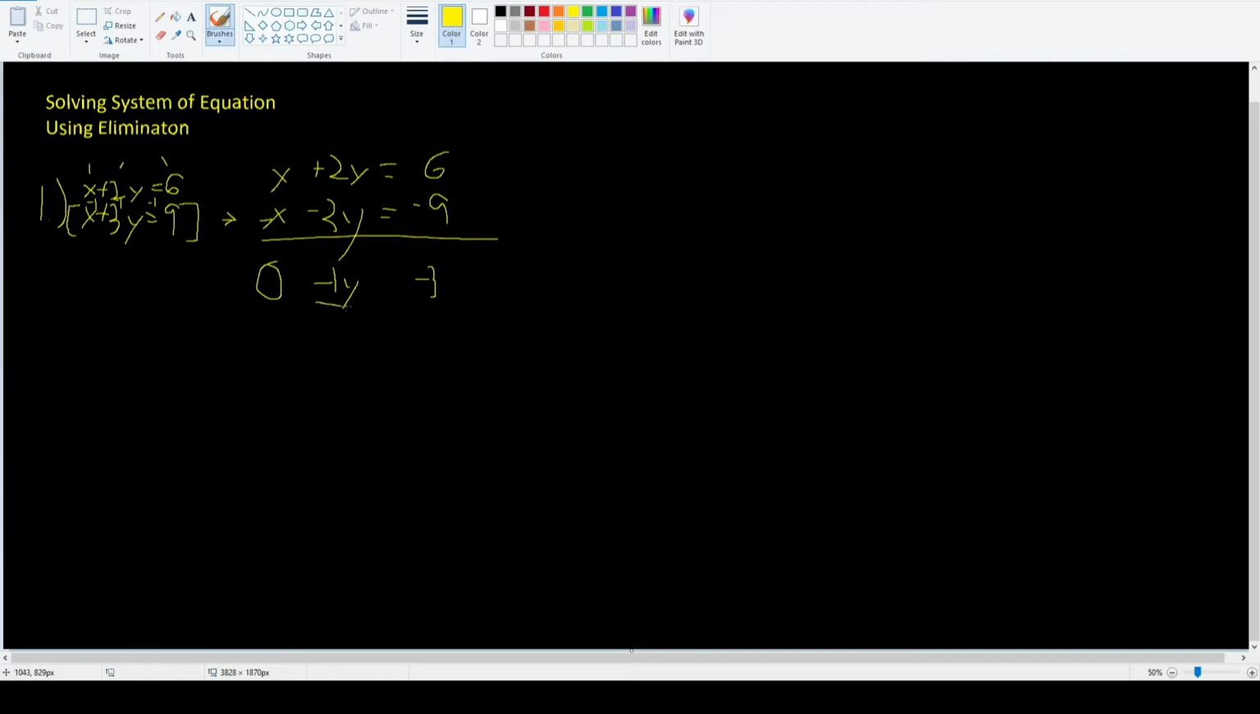What you're going to do from here is take whatever number is beside y and divide all of them by it. You just cancel y and drop down y. Negative 3 divided by negative 1 equals positive 3, because negative times negative equals positive.